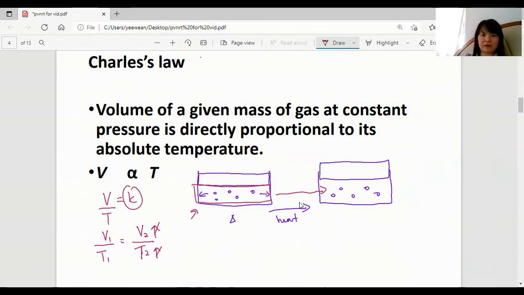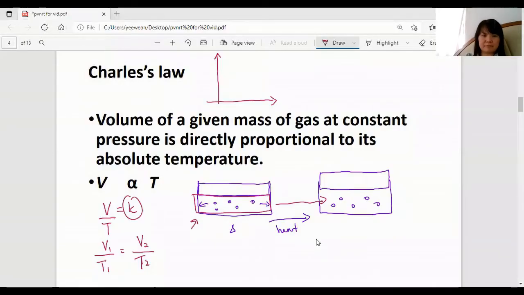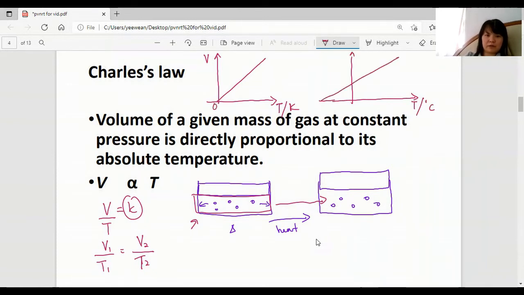Let's look at the graph. So V versus T, we are using absolute temperature, so that's Kelvin. You'll get a directly proportional graph. But if you were to plot it in degrees Celsius, then the graph should go back this way. So this is 0 Kelvin. And if this is in degrees Celsius, here is 0 Kelvin, so it's negative 273 degrees Celsius. This is 0 degrees Celsius.